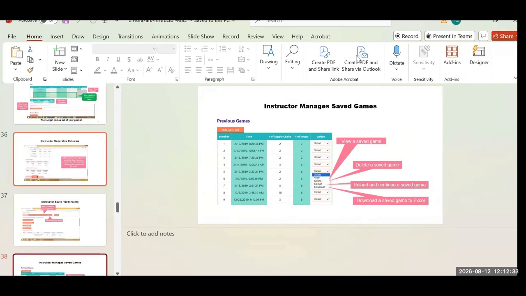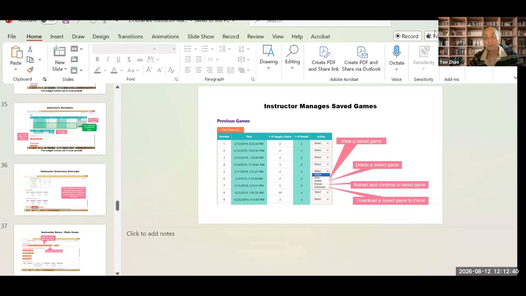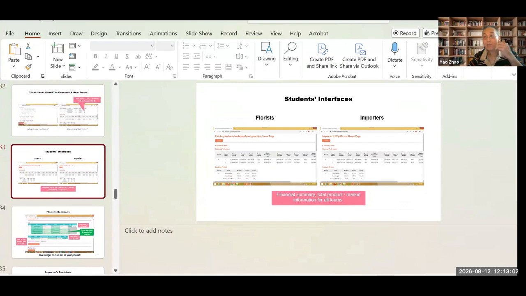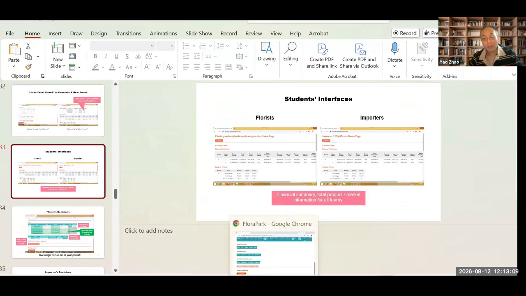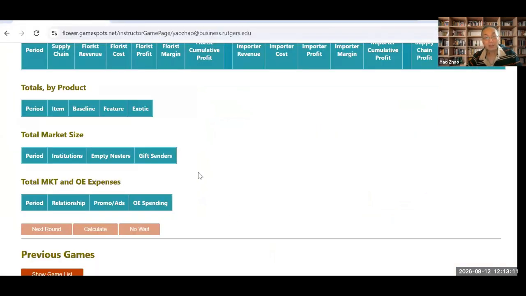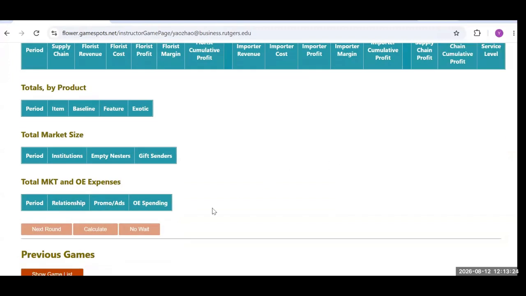And how do the students know how they are doing? I mean, how can they see their performance and the others'? The game is going to show everybody a summary of financial performance. So everyone will see the overall financial summaries, for example, how much money they are making, the cumulative profits, the margins, and so on. It's displayed right here, the financial performance. Now I don't have data.